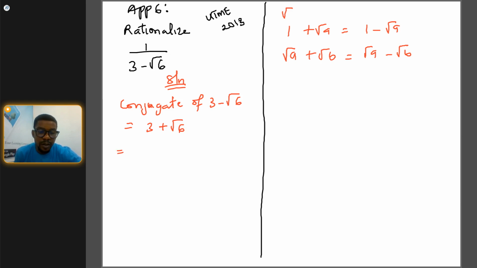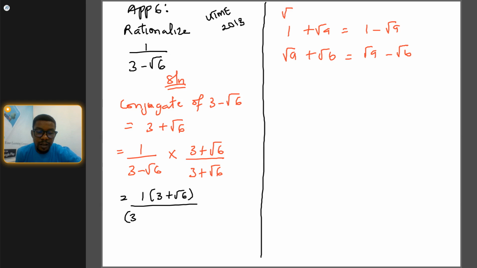Okay, so now let's proceed. 1 over 3 minus root 6. Multiply both the numerator and the denominator by the conjugate, which is 3 plus root 6 over 3 plus root 6. So with this, we proceed to multiply. 1 times the bracket 3 plus root 6, over the bracket 3 minus root 6 times the bracket 3 plus root 6. When we simplify, 1 times this bracket will still give us the bracket again. So that is 3 plus root 6 over.